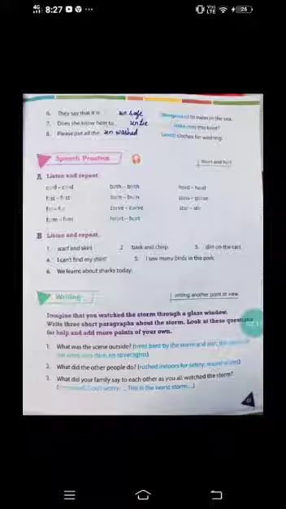Complete the paragraph. Third one, what did your family say to each other as you all watched the storm? So first suppose, think that you all are watching the storm and what did you tell your family? That you are scared. Like, I told my mother or father that I was scared. And their reply would be, don't worry. This is the worst storm. At the end, you can end the sentence in this way. So use these phrases to complete the paragraph, children. You need to write these in your English HW. Thank you. Have a nice day.